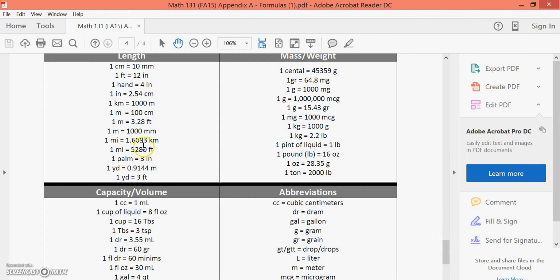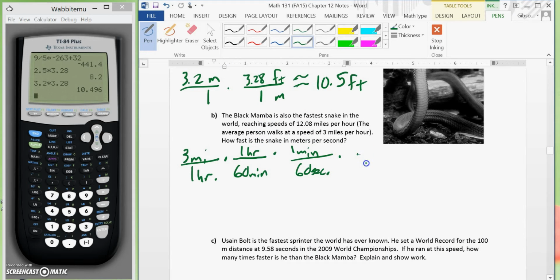So it'd be 1,609.3 meters all over 1 mile. So now we simplify out. We have miles with miles, minutes with minutes, and hours with hours. So now we multiply. Our denominator would be 3,600, and that would be seconds.